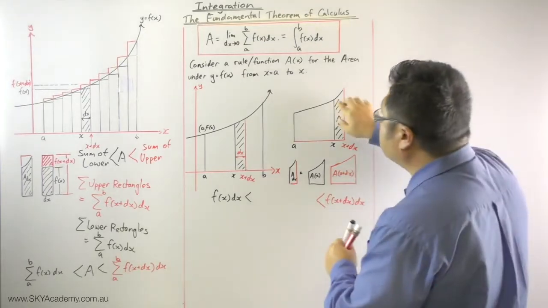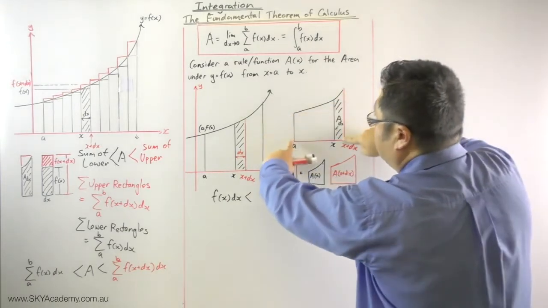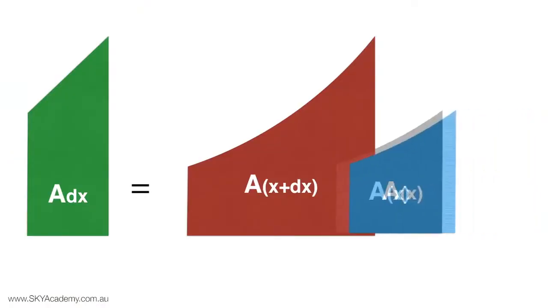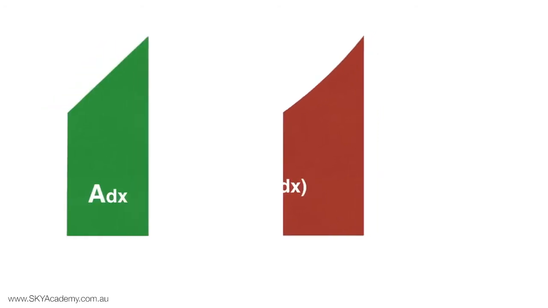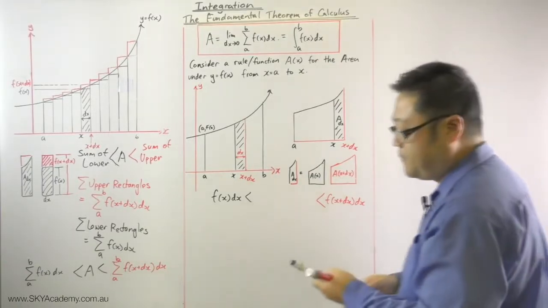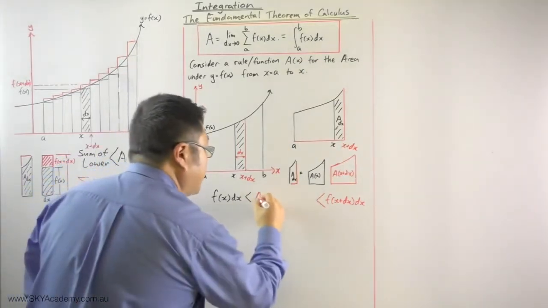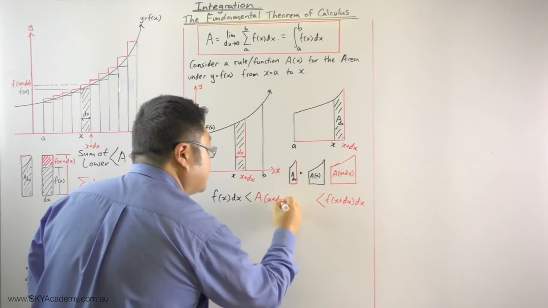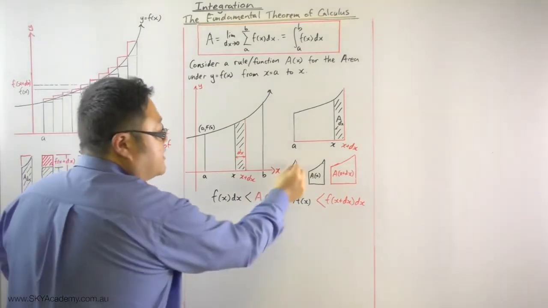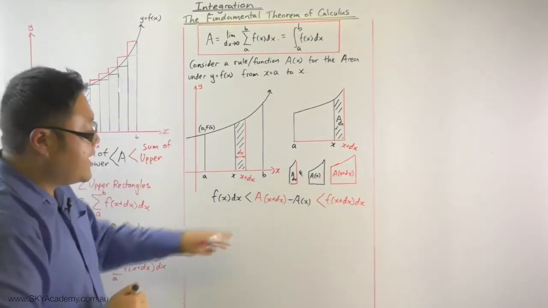So what's going on here? To find the area of one of these strips, we are going to find the area of this strip and minus the area of this bit. Does that make sense? So what we've got here is that the area of one of these strips is going to be A of x plus dx minus A of x. So this strip here is going to be this strip minus this strip. Okay? So that's what's going on.